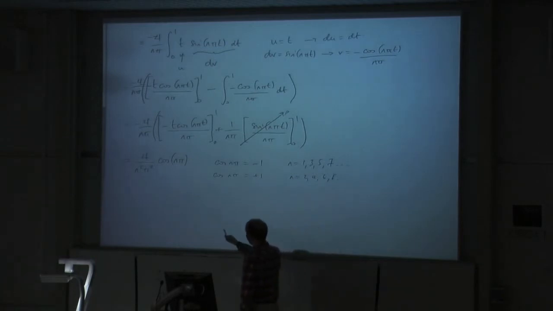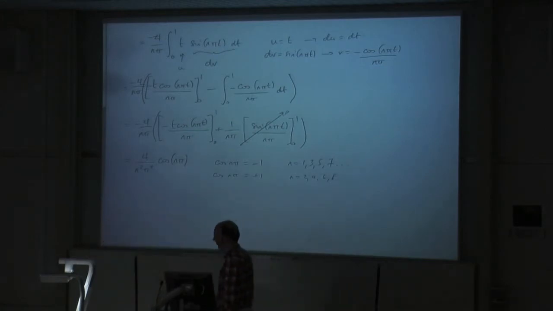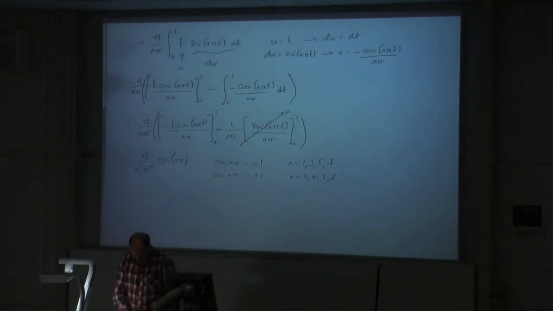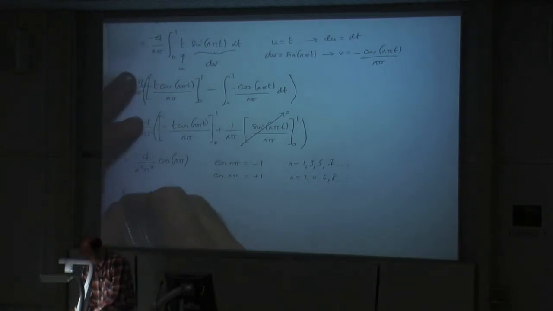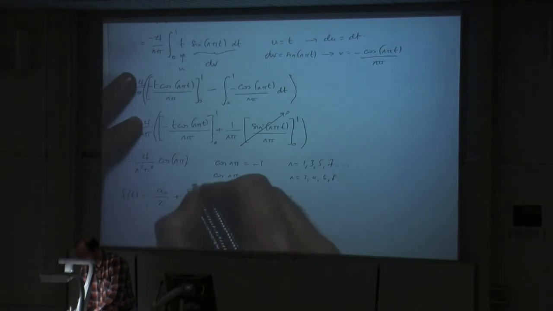And so basically this cosine n pi term makes this positive or negative depending on the value for n. Okay? So it's either minus 4 over n squared pi squared or positive 4 over n squared pi squared. And so we can stick this back into our solution for f of t. I'll write out the basic solution and then we can match it to this problem.